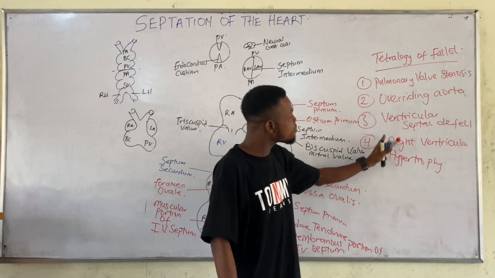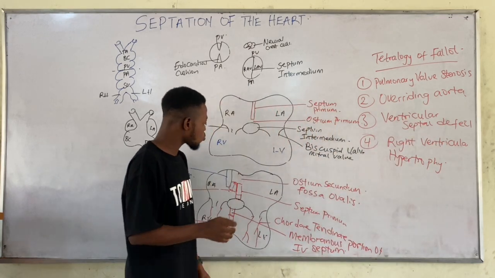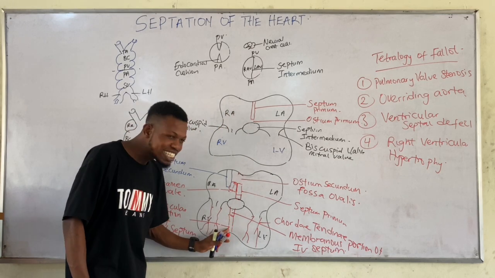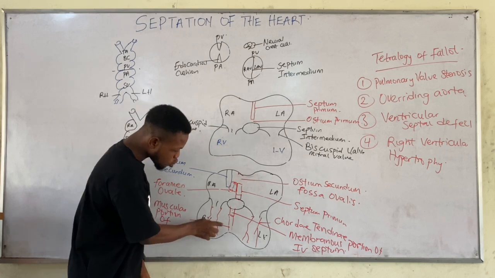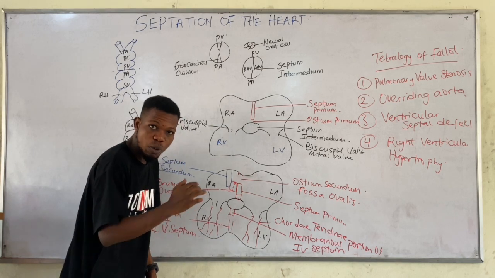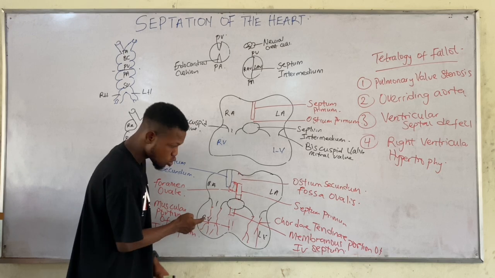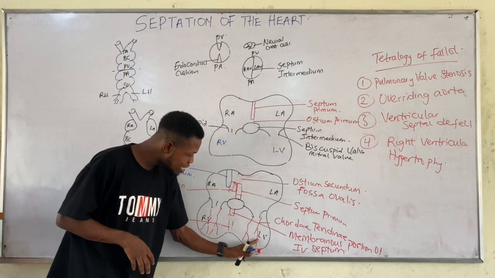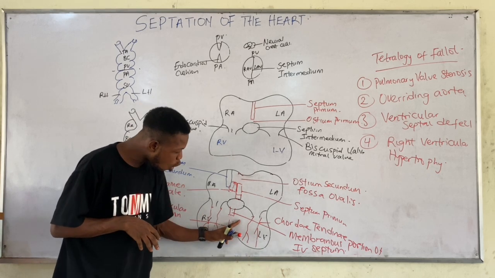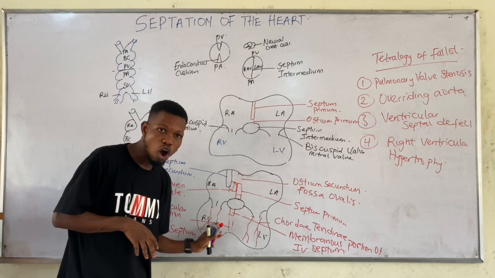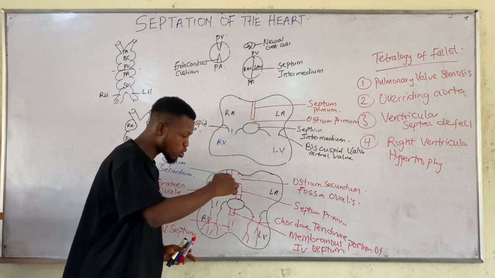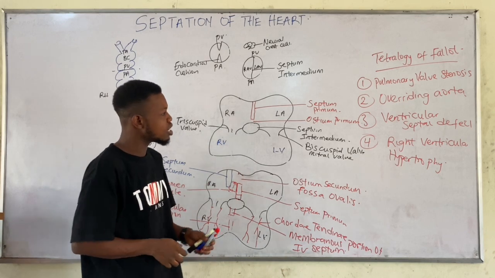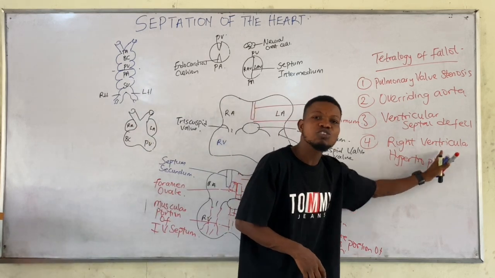Then the third one is ventricular septal defect. That's what we call hole in the ventricles. Do you get? When there's a hole in this interventricular septum, then what happens? There will be mixture of poorly oxygenated blood with oxygenated blood. You know, the right ventricle contains poorly oxygenated blood, while here contains oxygenated blood. So when there's a hole in the ventricle, there will be mixture of blood here. The poorly oxygenated blood will mix with the oxygenated blood, which can also cause what? Cyanosis.